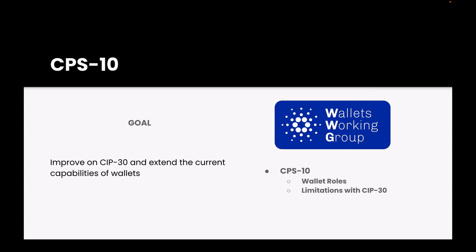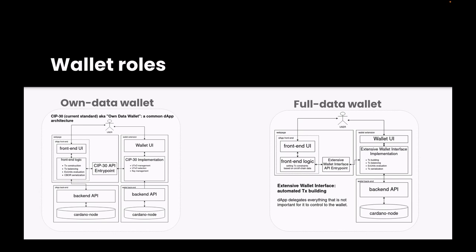At the beginning of this project, we had several meetings of the wallet working group to discuss the issues around CIP-30. Out of those meetings, we came up with CPS-10, which collects all the known issues with CIP-30 and introduces this concept of different wallet roles. We can have a quick look at these wallet roles that were introduced in CPS-10. In particular, we want to look at two of them, the own data and the full data wallets.